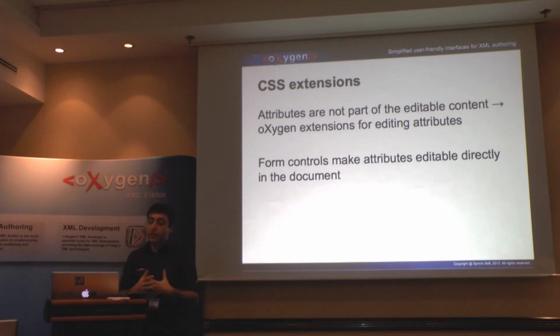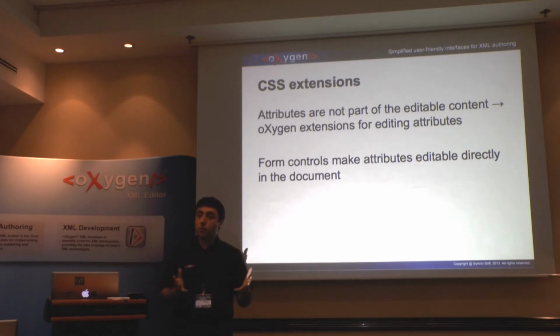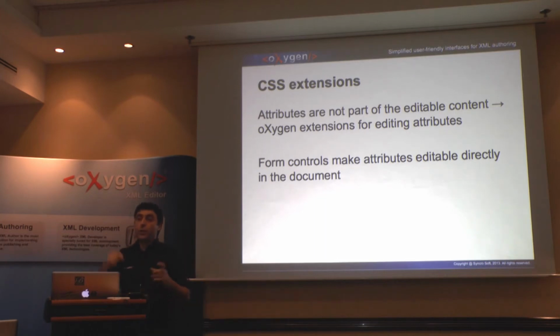So we implemented Oxygen extensions to allow access to attributes. And we put these attributes in form controls. And you can edit a true-false attribute as a checkbox, for instance, and you just click on that checkbox, it's easier. Or you can select from a drop-down directly in the user interface, instead of going to the attributes on the side.